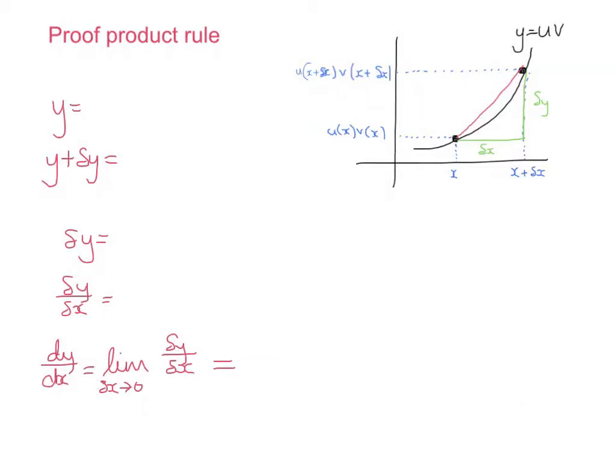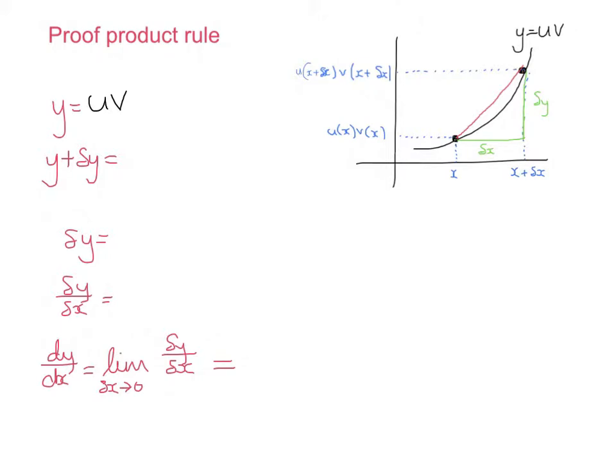Let's try to prove the product rule from first principles. Well, our y in this case is uv, the product of two functions. Our y plus delta y, so that's this height of the graph up here, is u of x plus delta x times v of x plus delta x. But I need to stick to the same notation that I introduced a minute ago. Instead of u of x, v of x, I just wrote uv.